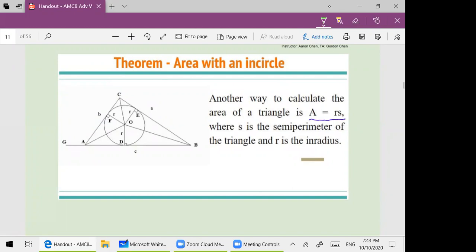The area of this piece is A times R over 2. This piece is C times R over 2. And this piece is B times R over 2. And so when you add these up, you get A plus B plus C over 2 times R, which is RS.